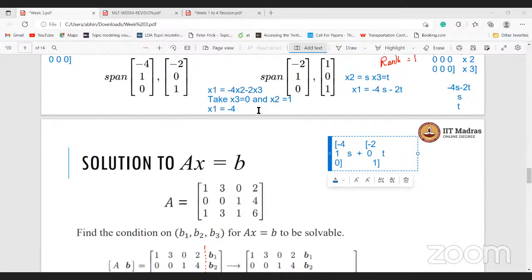See, when we have two vectors which are orthogonal, they are called orthogonal.